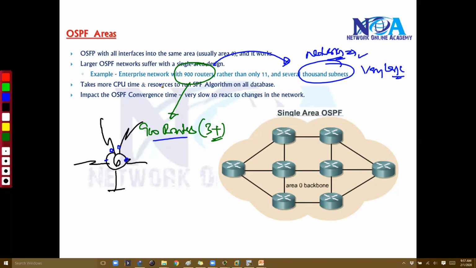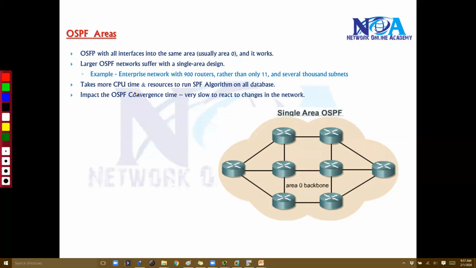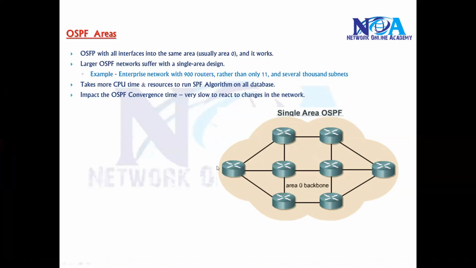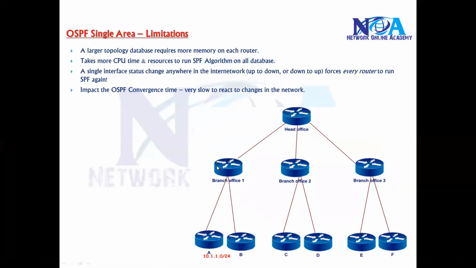So the normal OSPF we did up to now, based on a single area, is not going to scale for bigger designs. The main reason is that it takes a lot of CPU resources to run the SPF algorithm on the database. It also has more impact on the convergence time, as it will be very slow in reacting to changes. Let's see in more detail what the different problems are.